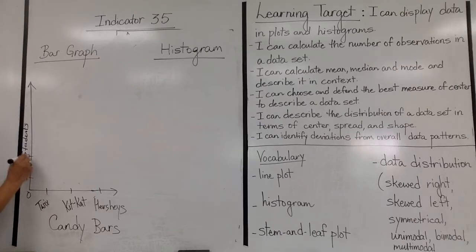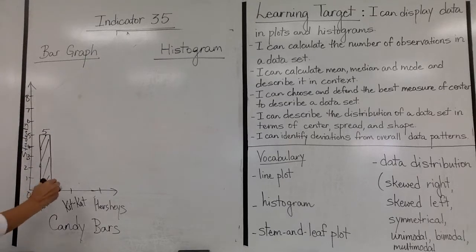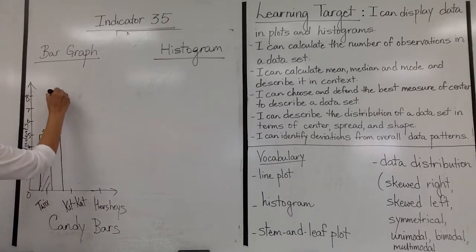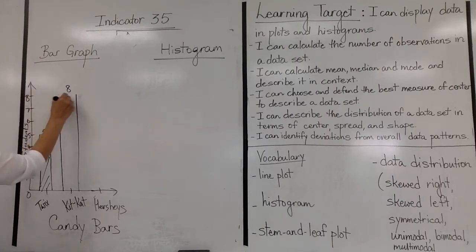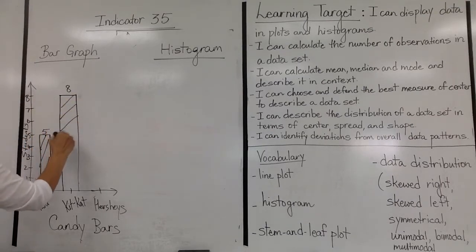So if I say 1, 2, 3, 4, 5, 6, 7, 8. Okay, so now let me show you what the bar graph looks like. I might have 5 students who like Twix. Okay, so I have 5 students who like Twix. You can see the 5 shows the frequency. You can write the number on the top too if you like. Okay, for Kit Kat, let's say I have 8 students who like Kit Kat. You can write 8 here if you like, but otherwise, just by looking at this, I know that this is 8. Okay, so this is 8 people who like Kit Kat.